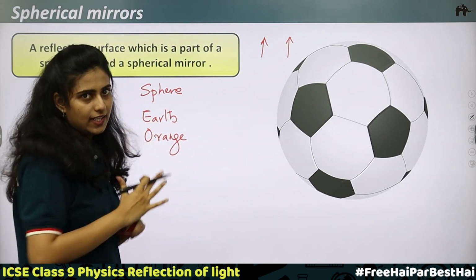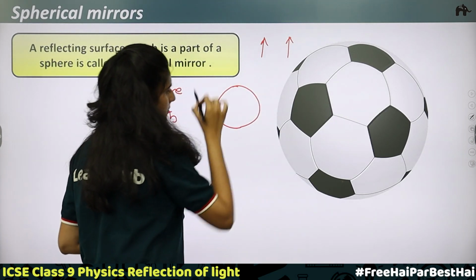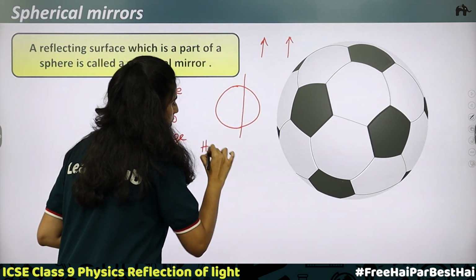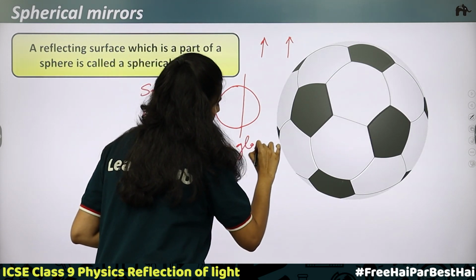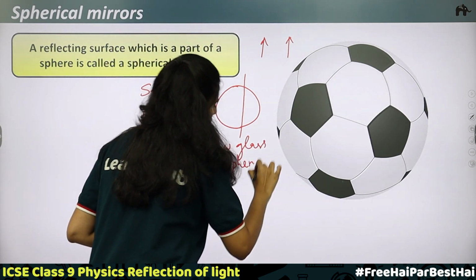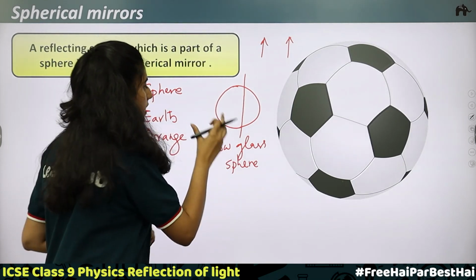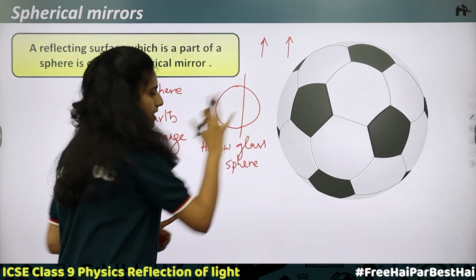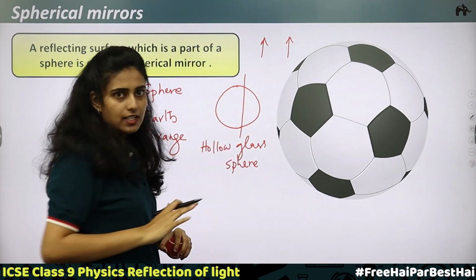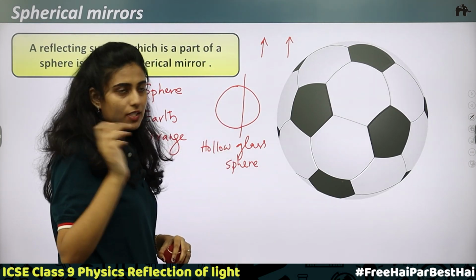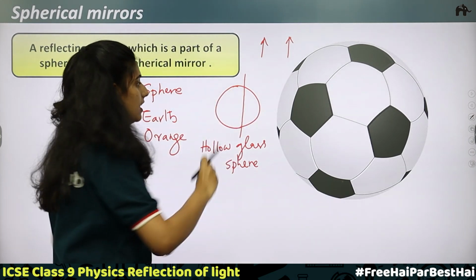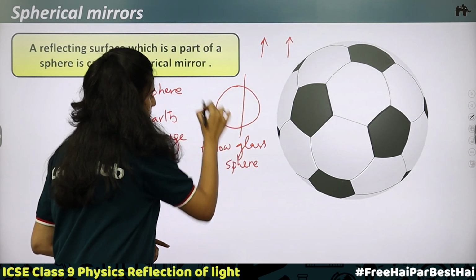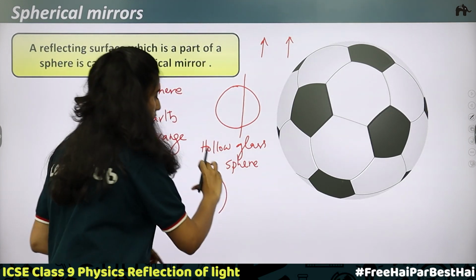So first consider a spherical object. I am cutting the spherical object. Here we are going to consider a hollow glass sphere. After taking a hollow glass sphere, you will make a cut in this way. You will be getting two parts. In one part, one side of it is silvered. Silvering one part, you will be getting a spherical mirror. So this is a portion of the hollow glass sphere that is obtained.